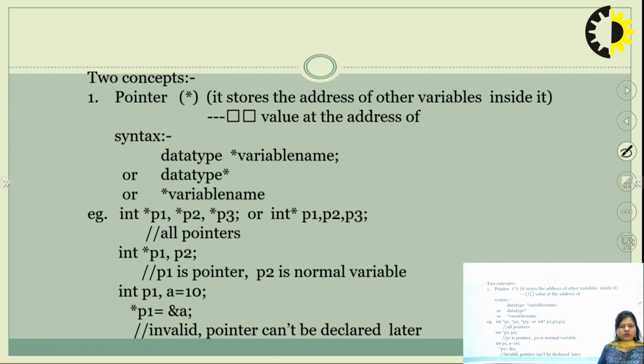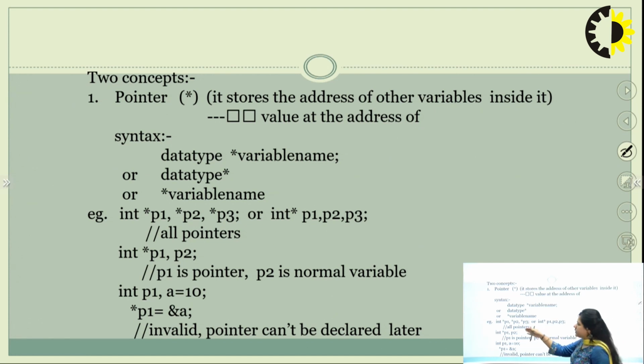They are unlike normal variables in which you store the values of any data type, but in pointers you can store the address of other variables. So the syntax of a pointer is the data type of the variable whose address you want to store, then this asterisk symbol to mark it as a pointer. This is the identification of pointers, and any variable name that you want to give, you can take. You can declare pointers in these three forms.